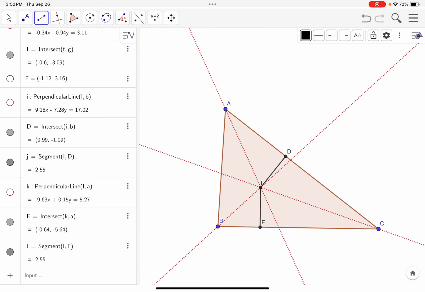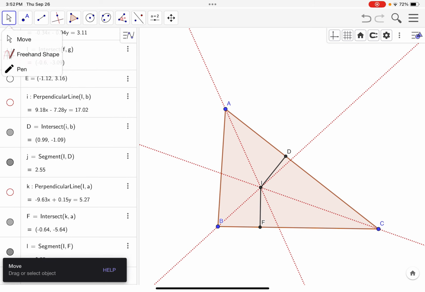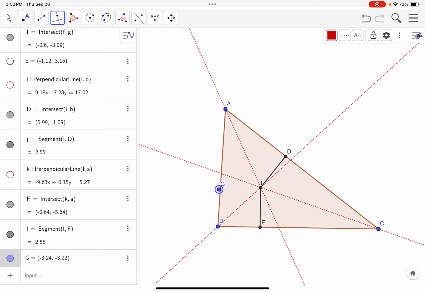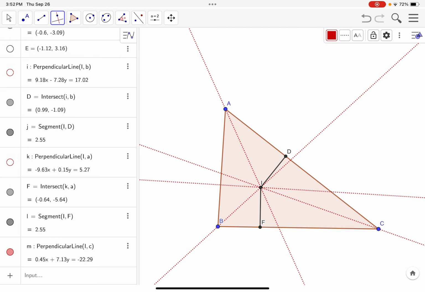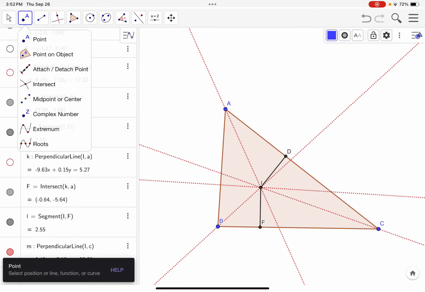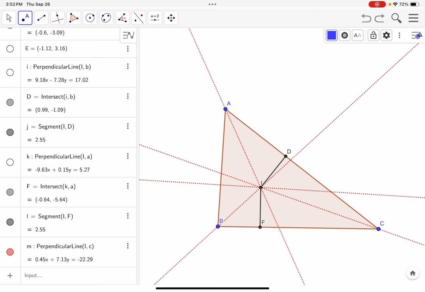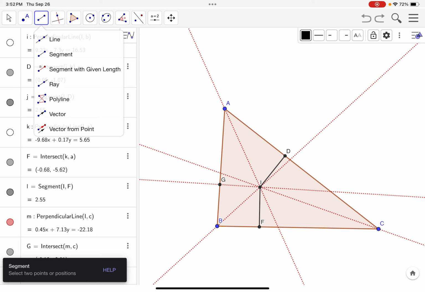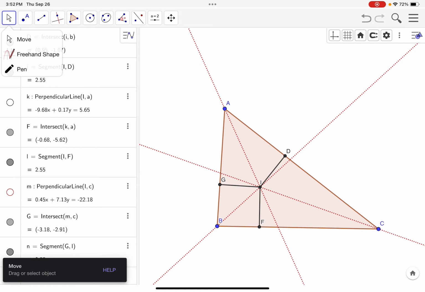Let's drop a perpendicular finally to the last side. Oops. Oh, it doesn't like me. I'll pick this point, this side. There we go. Put a point there. There it is. And add a segment. And then I'm going to hide my perpendicular line.